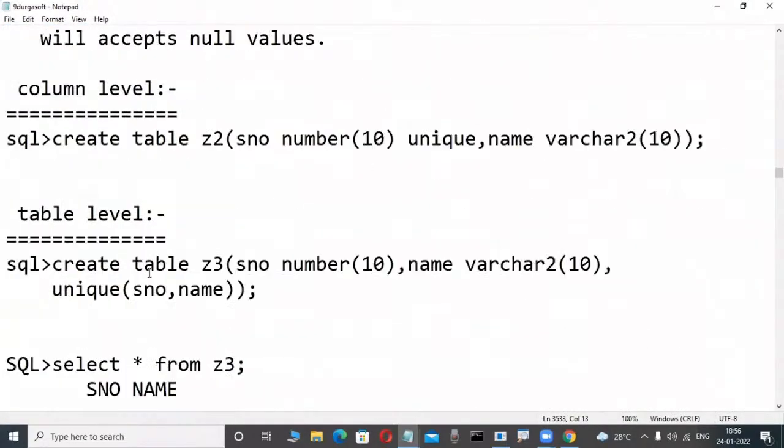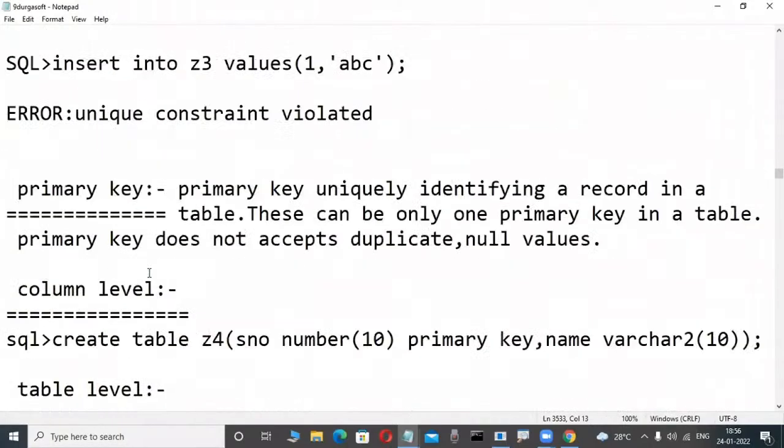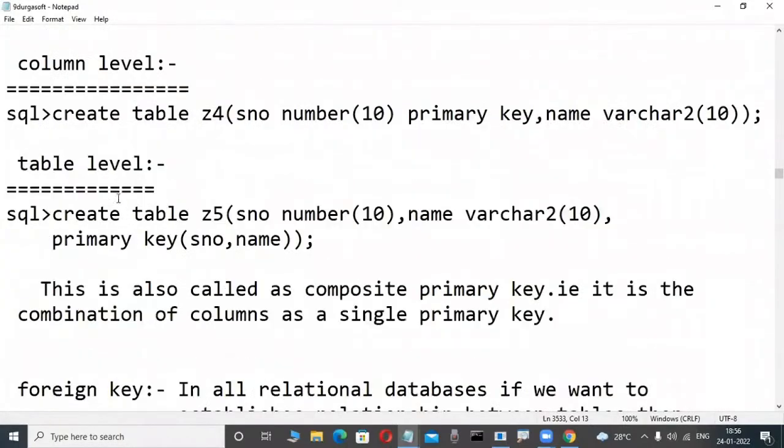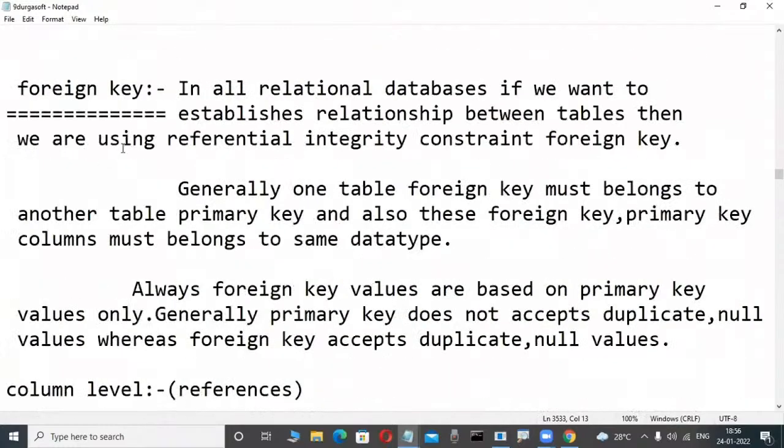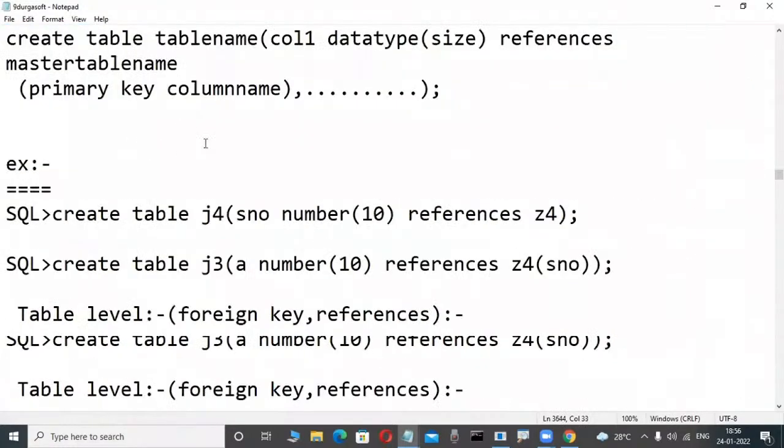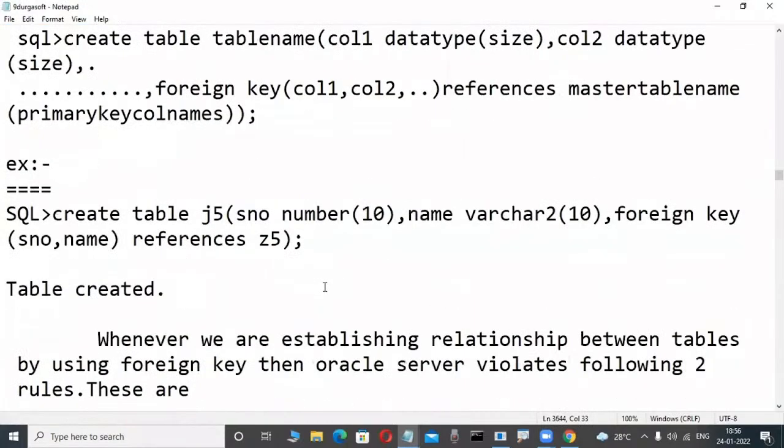This is a demo class, so explaining all the things is not possible. We just observe it roughly. I'm telling only about foreign keys, how we are establishing a relation like this. Whenever master and child tables are there: deletion from master table, insertion in child table. These are the two rules in every database.